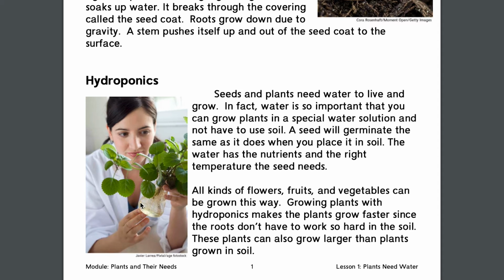Because in the soil, the roots would have to look for the water and absorb the water, and would have to look for the nutrients. But this water already has all the nutrients, all the food that the plant needs, so it's easy for the plant to find it and to grow. These plants can also grow larger than plants grown in soil.